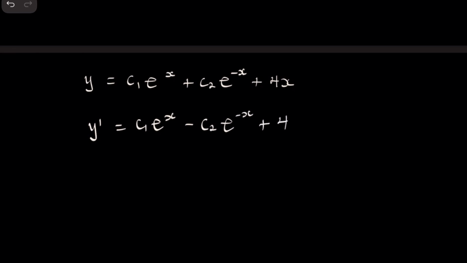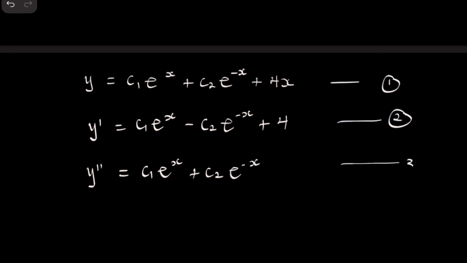Then we differentiate it one more time since we have two constants. So y prime prime will be giving us, when you differentiate x, you have 1. So 1 times c1 is just c1 ex. When you differentiate minus x, you get minus 1. Minus 1 times minus c2 is plus c2. So that will be c2 e minus x. Then 4 will go to 0. So we have equation 1, equation 2, and equation 3. So as we did in the first example, we just have to solve this system, right?